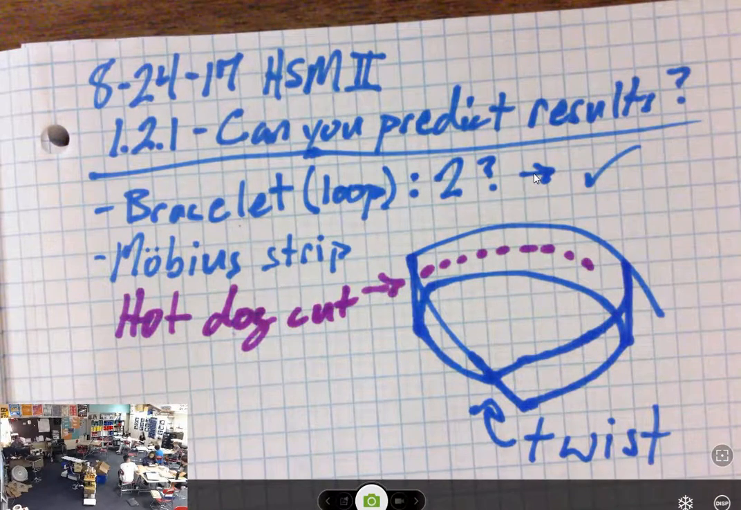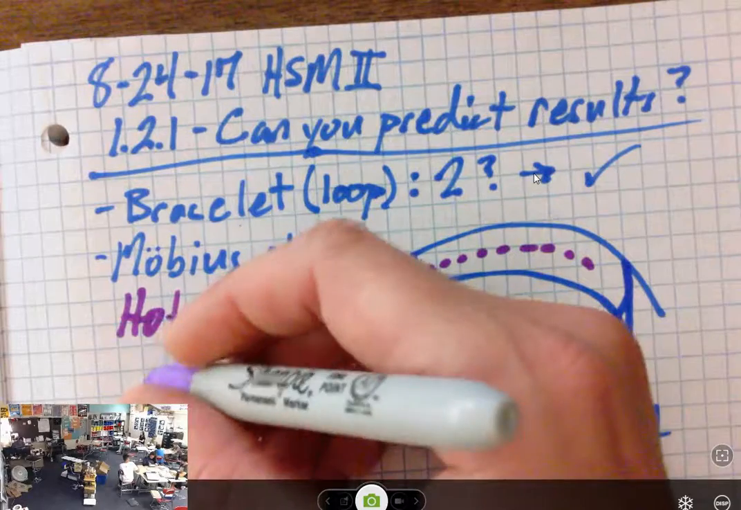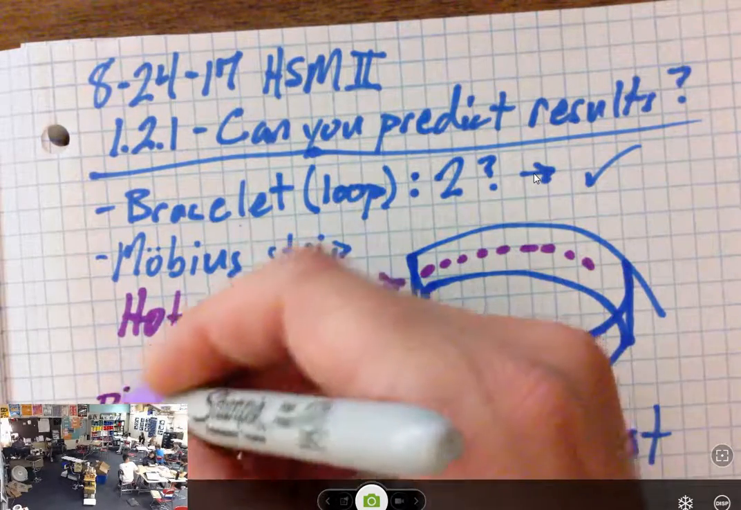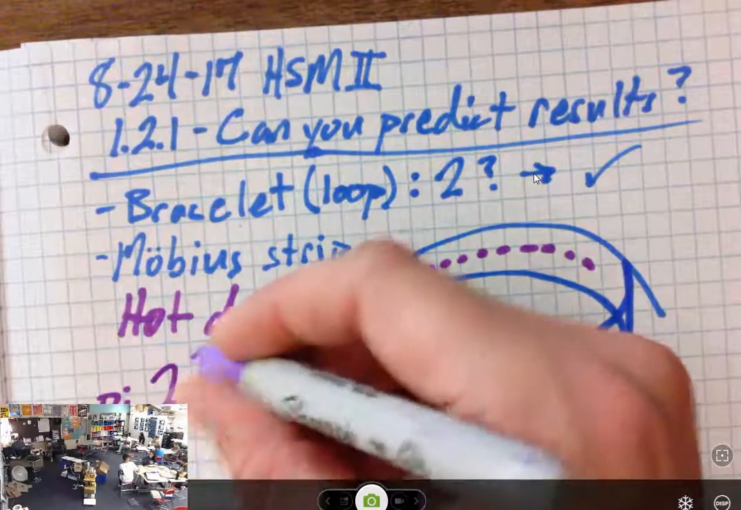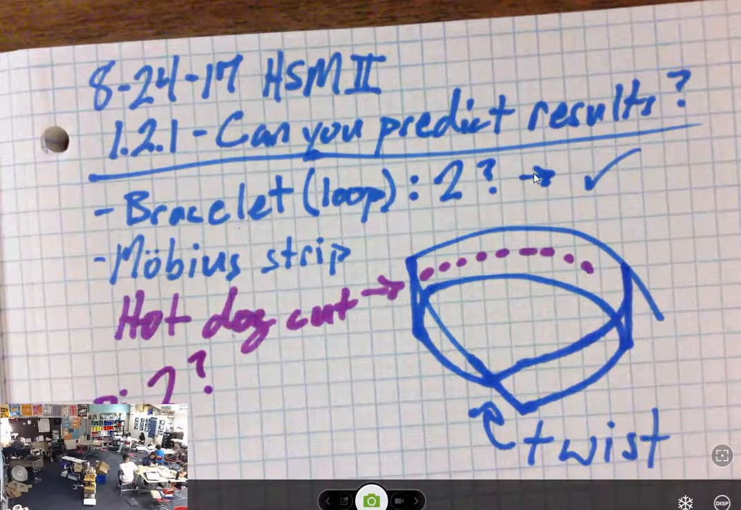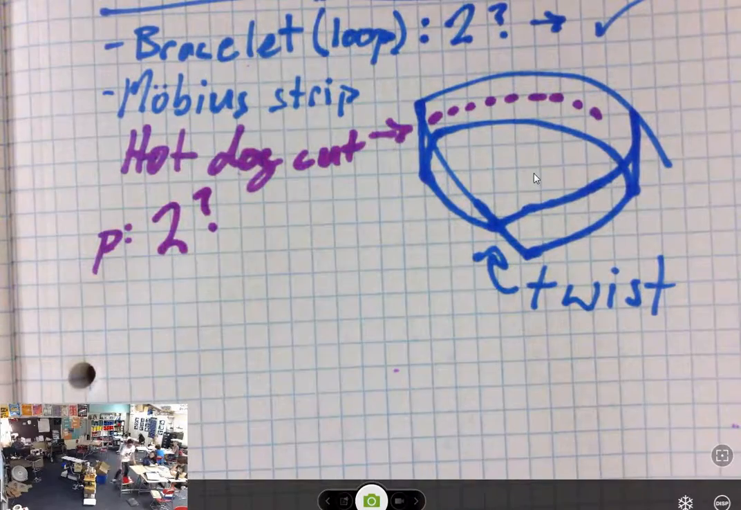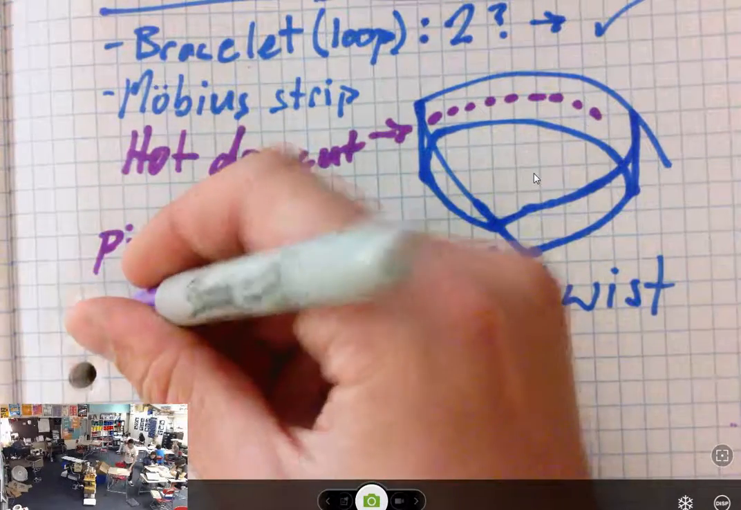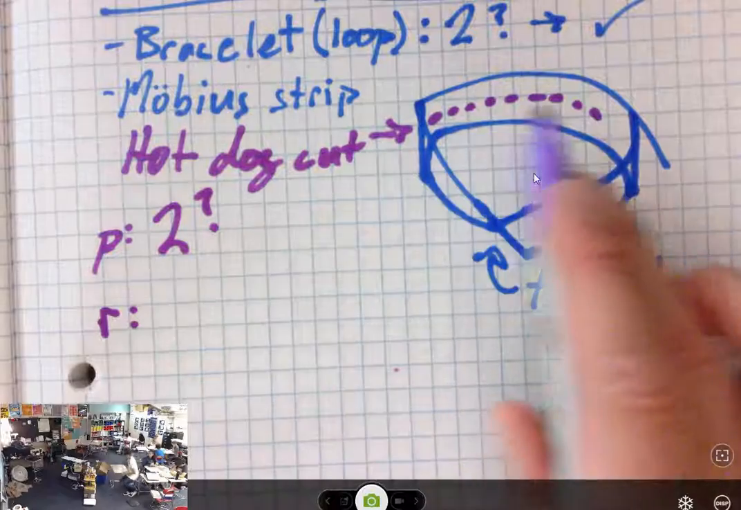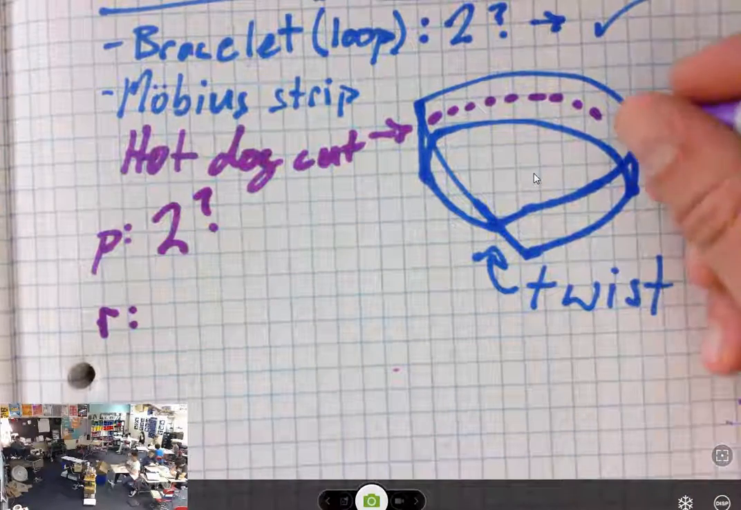Whatever you predicted, go ahead and write that there with a question mark. So when I worked through this, I legitimately thought I was going to end up with 2 Mobius strips. So I'm going to put, and actually you can put a P if you want for your prediction. I predicted 2. When we cut the long cut, what did you predict was going to happen?